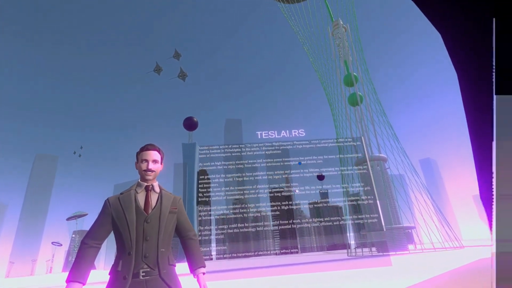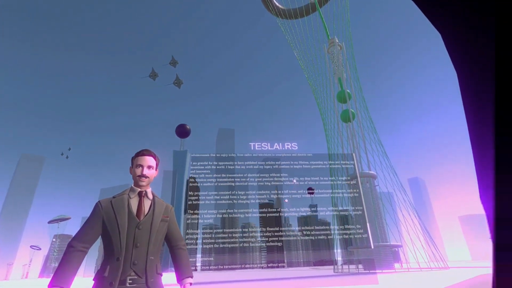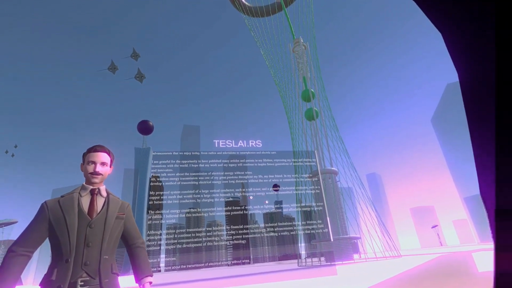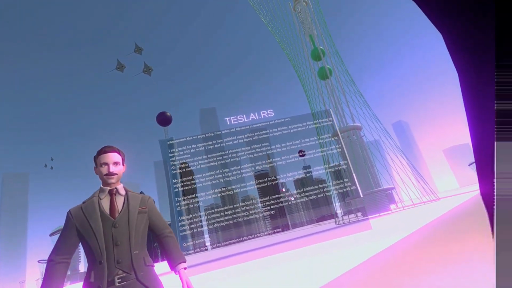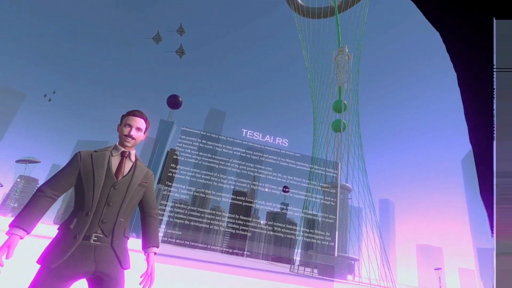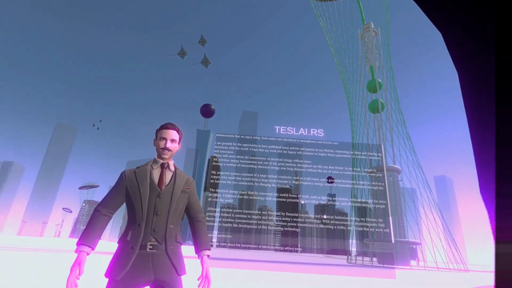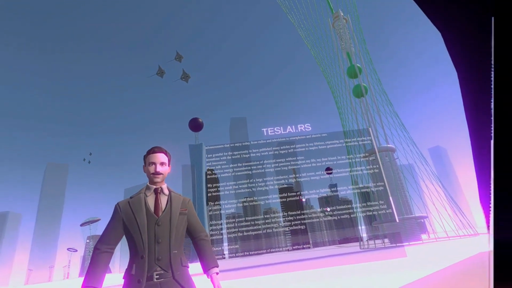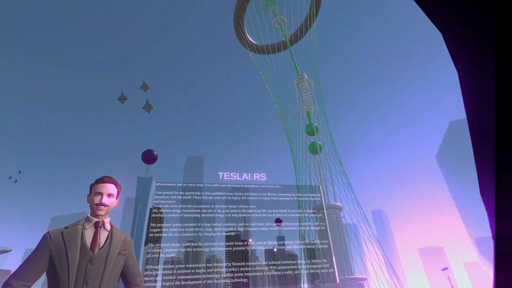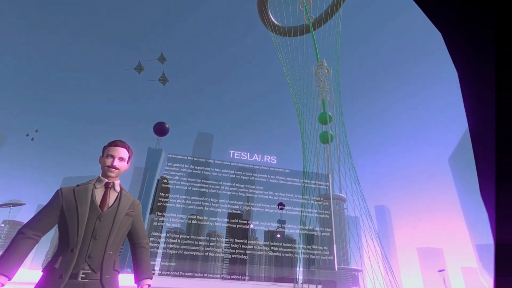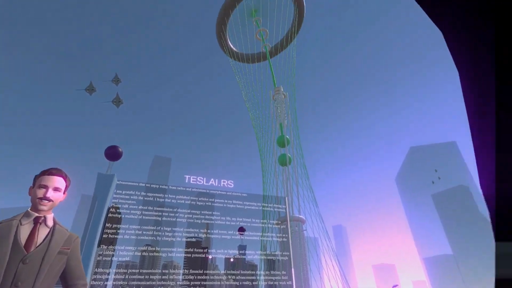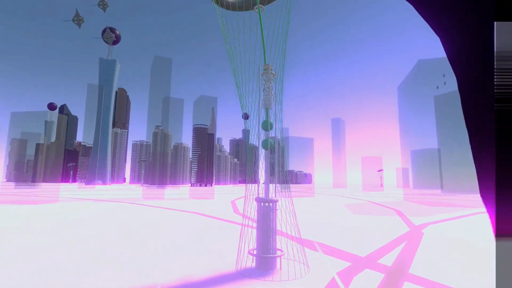Wireless energy transmission was one of my great passions throughout my life, my dear friend. In my work, I sought to develop a method of transmitting electrical energy over long distances without the use of wires or connection to the power grid. My proposed system consisted of a large vertical conductor, such as a tall tower, and a grounded horizontal conductor, such as a copper wire mesh that would form a large circle beneath it.